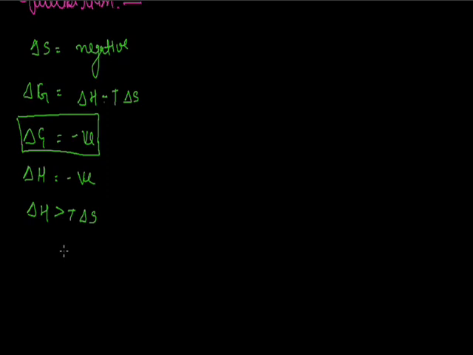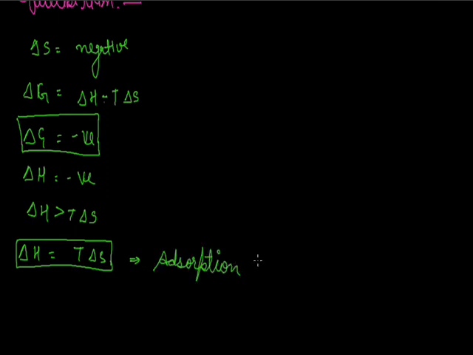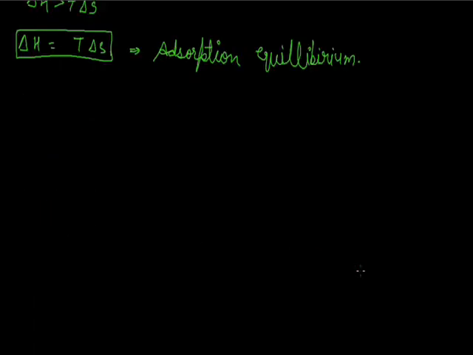However, as the adsorption proceeds, delta H keeps on decreasing and T delta S keeps on increasing, till ultimately delta H becomes equal to T delta S, so that delta G will be equal to 0. This state is called adsorption equilibrium. Now, differences between adsorption and absorption.